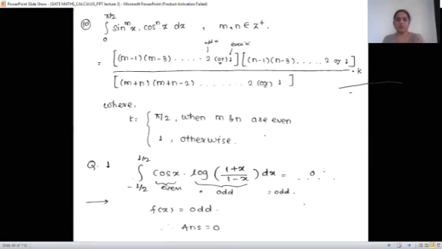So next question is there: integration from minus 1 by 2 to 1 by 2 of cos x into log of (1 plus x upon 1 minus x) dx is equal to, the value is asked. First of all, we'll check the integration limits. Limits are of the form minus a to a. It is easier then. If the function is odd, then the value is directly 0, we know. So we'll check the function. Cos function is always an even function. And the log of this function you have to check.